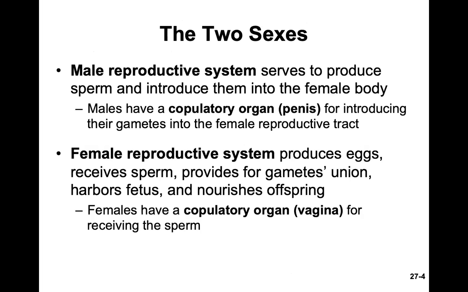When you're talking about the reproductive system of the male and the female, there's some pretty obvious differences. So one of them is that the parent that is producing the sperm, the genetically male parent, will introduce that into the female body through the penis, which is the copulatory organ that it's referring to. So the penis is introduced into the vagina, which is the copulatory organ of the genetically female parent. The genetically female parent will produce the eggs. It'll receive that sperm.